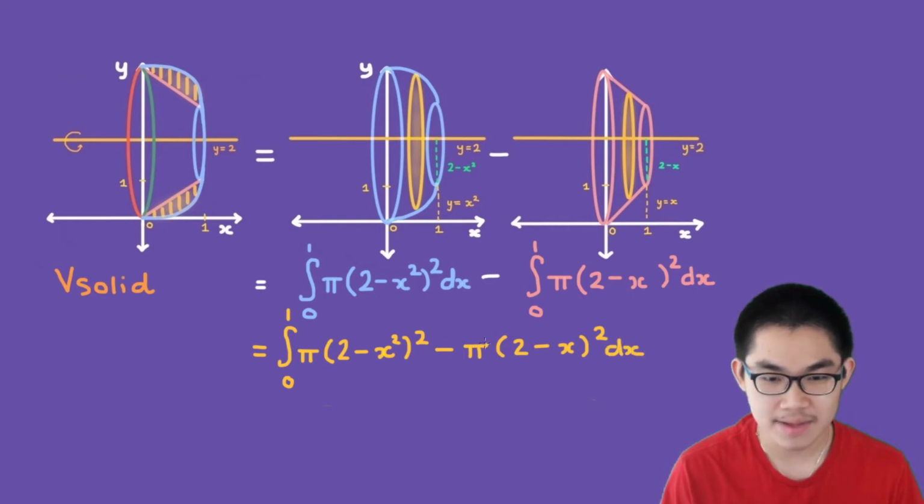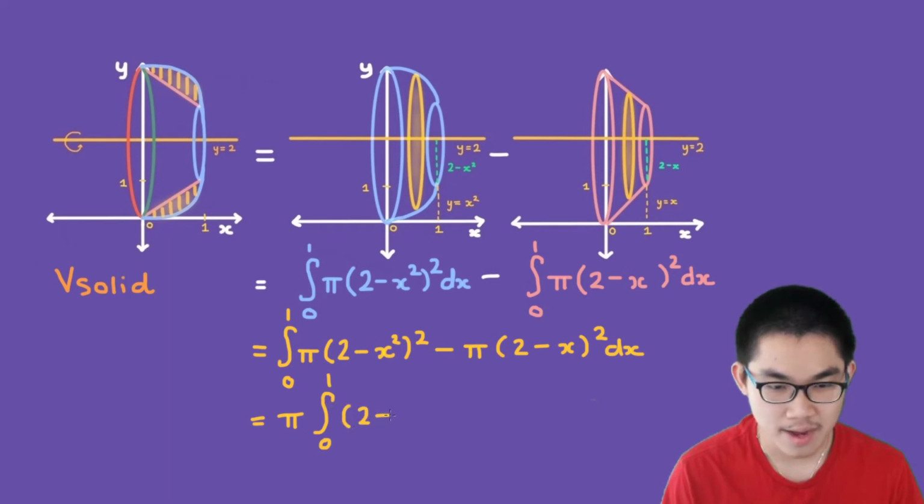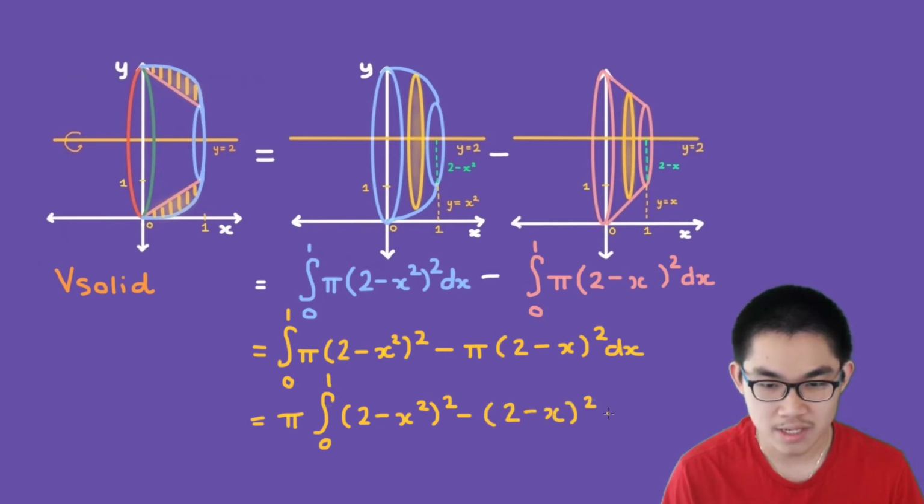And the next step is to factor out the pi. So this is equal to pi times the integral from 0 to 1 of (2 minus x squared) to the power of 2, minus (2 minus x) to the power of 2 dx.